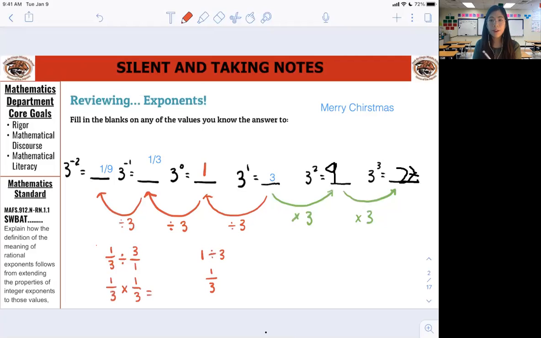1/3 times 1/3, I multiply straight across, because it's two fractions. 1 times 1 is 1. 3 times 3, 9. I get 1 over 9, 1/9. Now, Juan wrote it down correctly.